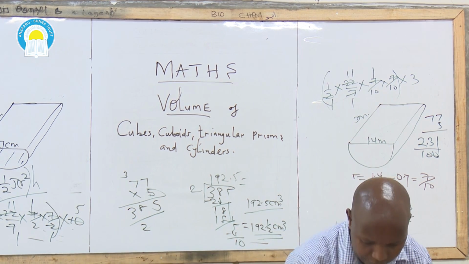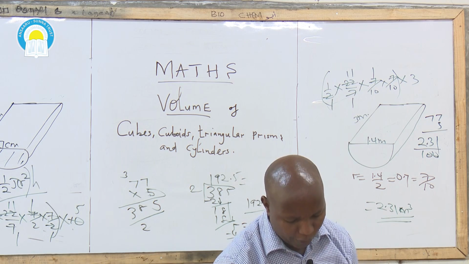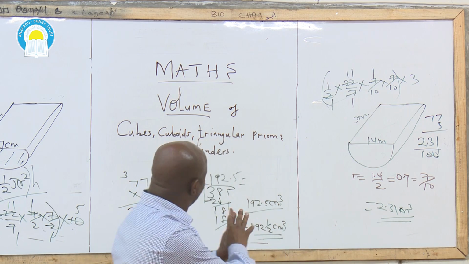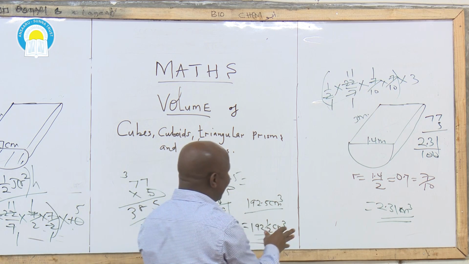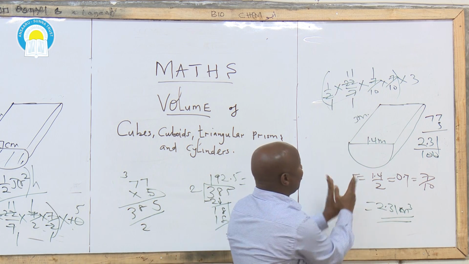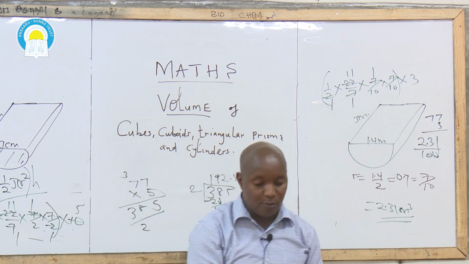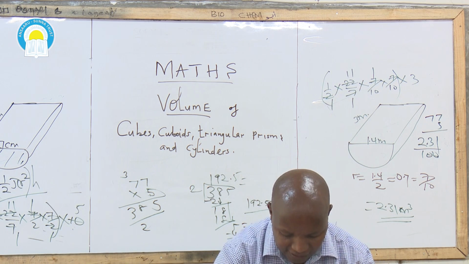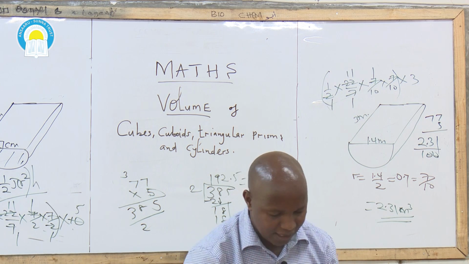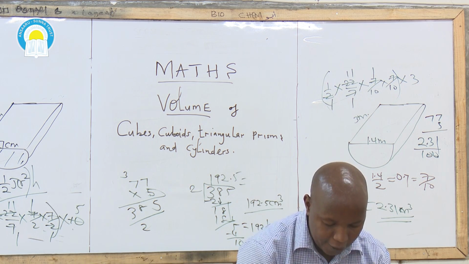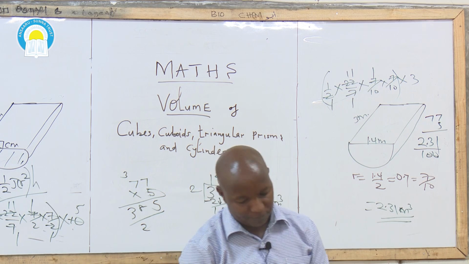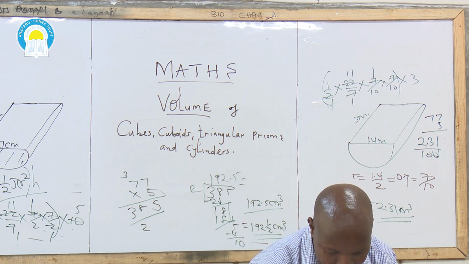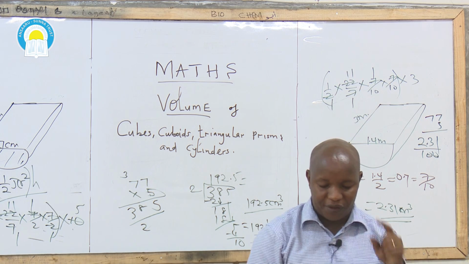Be very careful on this topic because it's a very common question in the exams. The syllabus reminds us that we should teach up to the volume of cylinders. But in the exam now, we see them combining shapes and they ask you what the volume of the remaining shape is. For example, in the year 1994, this was the question.